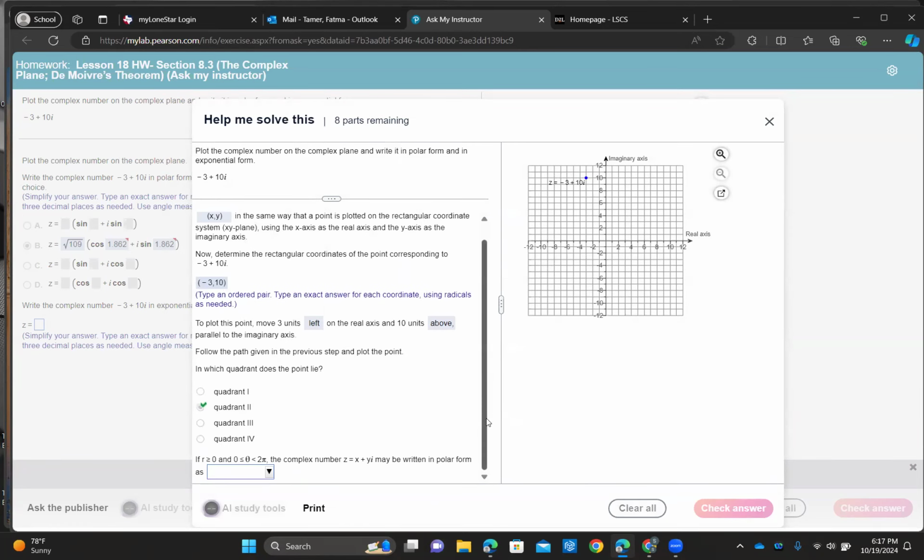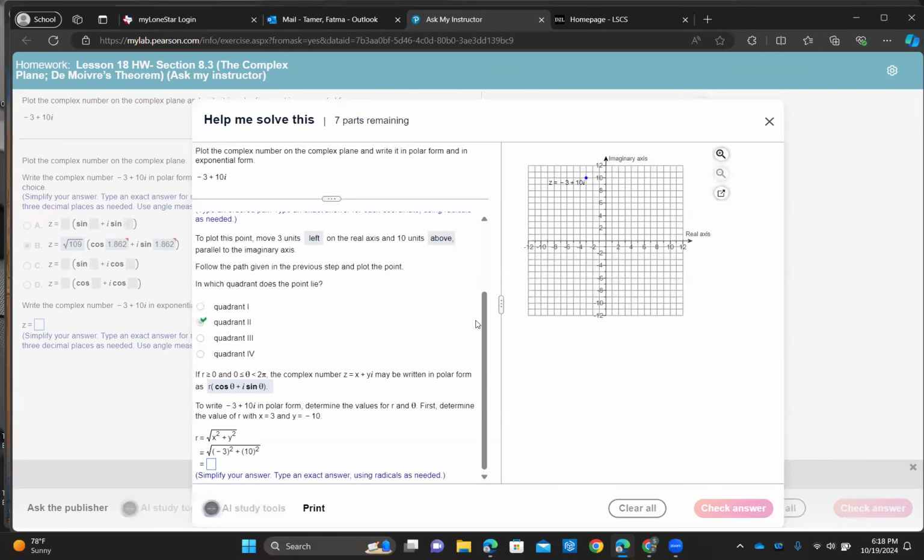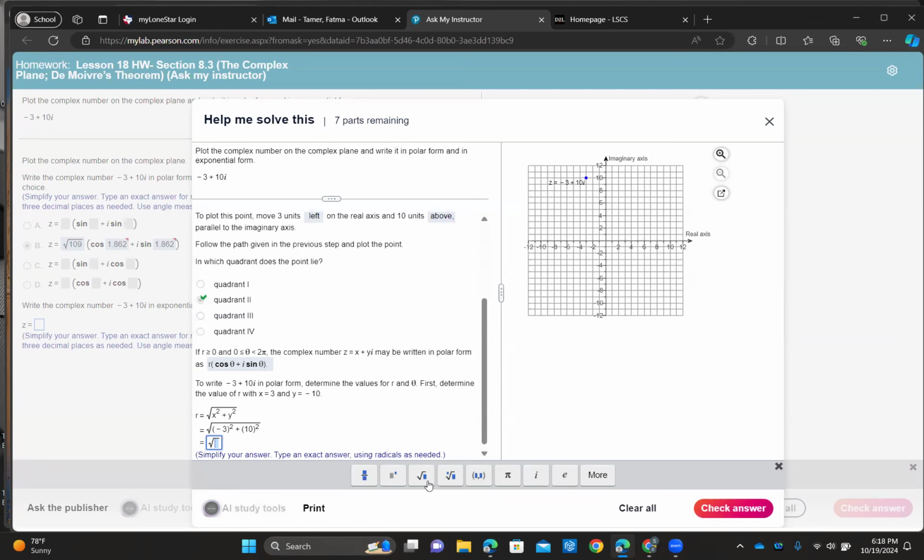Now, if r is greater than or equal to 0, and the angle is between 0 and 2 pi, the complex number z equals x plus yi may be written in polar form as r times cosine of theta plus i sine of theta. We have to memorize this rule, and this is always the polar form. Now, we want to find the r value for this. So r is the distance from the origin to this point. So we're going to square -3, the x value, and 10, the y value. This is 100, this is 9. So I will need the square root of 109 here.